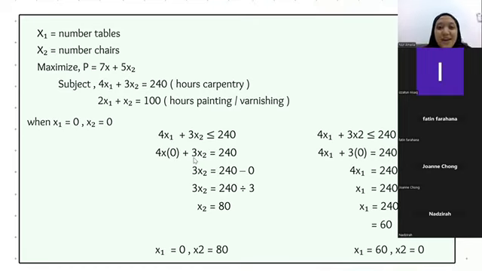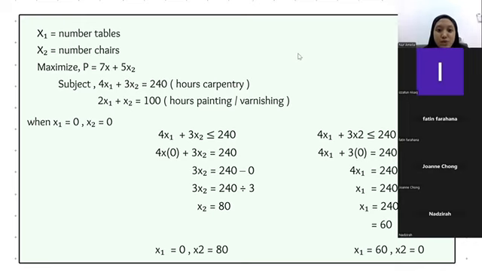Okay, I will explain about the calculation. First, we have to define the variable. So first, the variable is x1, number of tables, x2 is number of chairs. Second, objectives, we have to do the objective function. The goal is to maximize profit defined as P equal to 7x1 plus 5x2, where 7 is the profit from each table, 5 is the profit from each chair.